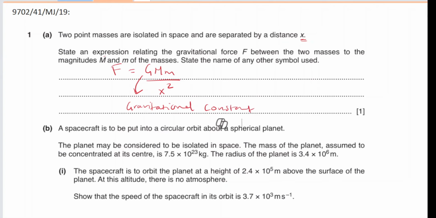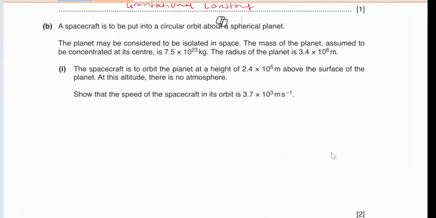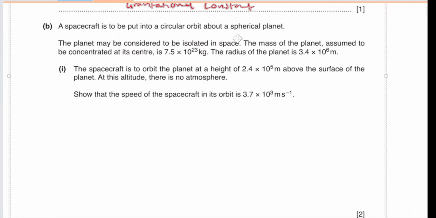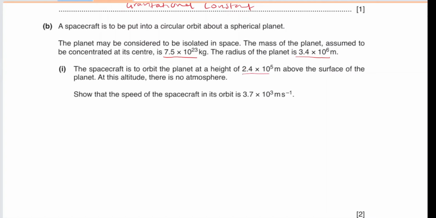So that's it for this question. The next one says that a spacecraft is to be put into a circular orbit around a spherical planet. Again, circular orbit. The planet may be considered to be isolated in space. The mass of the planet, assumed to be concentrated at its center, is 7.5 times 10 power 23, and you are also given the radius of this planet. The spacecraft is to orbit the planet at a height of 2.4 times 10 power 5 meters above the surface of the planet. At this altitude, there is no atmosphere.